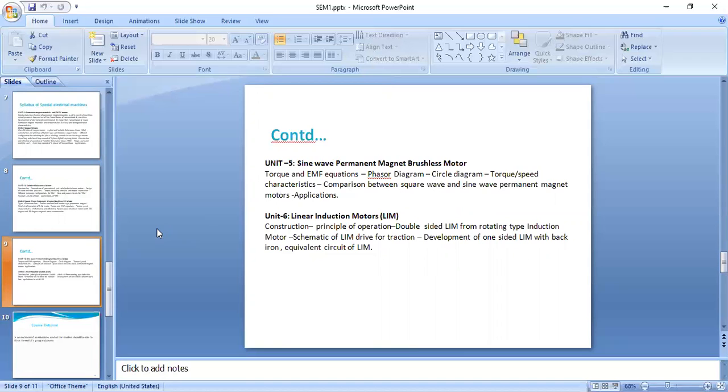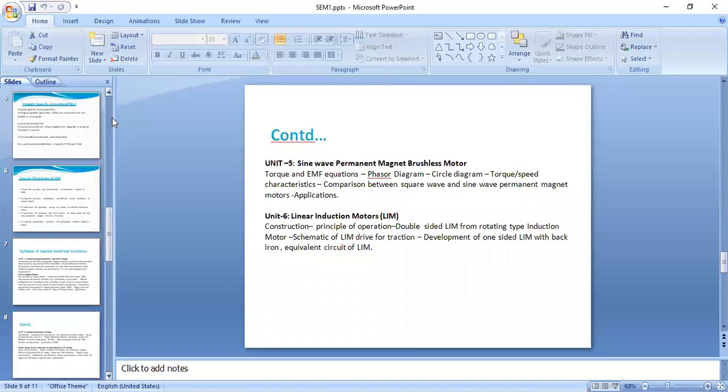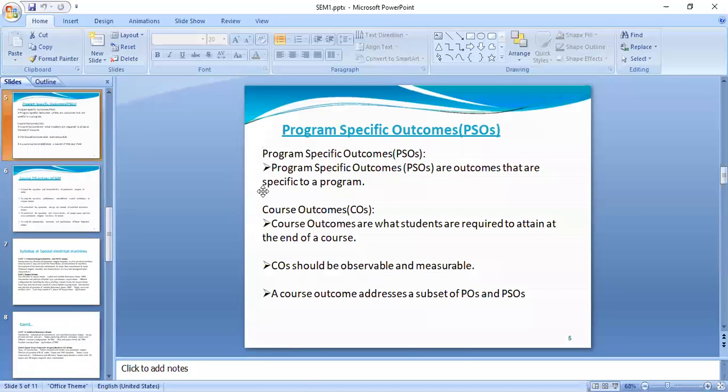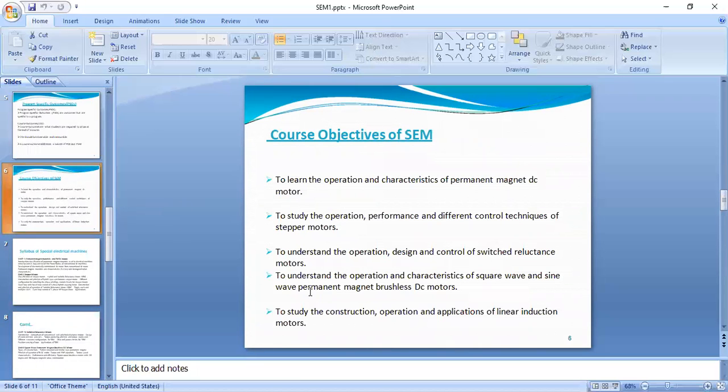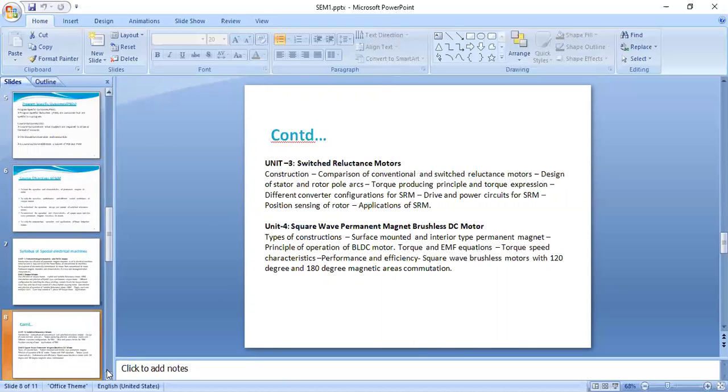So here the course objective for units 4 and 5 is to understand the operation and characteristics of the square wave and sine wave permanent magnet brushless DC motor. This is the course objective for both the motors. What we are learning is the operation and different characteristics of the square wave and the sine wave permanent magnet brushless DC motor. And the last unit is the linear induction motors.